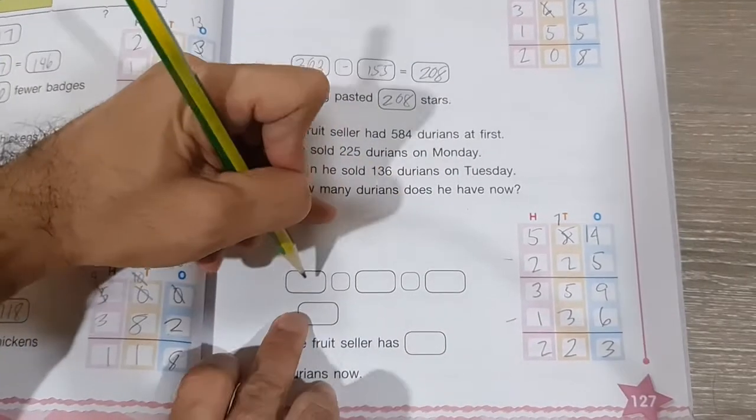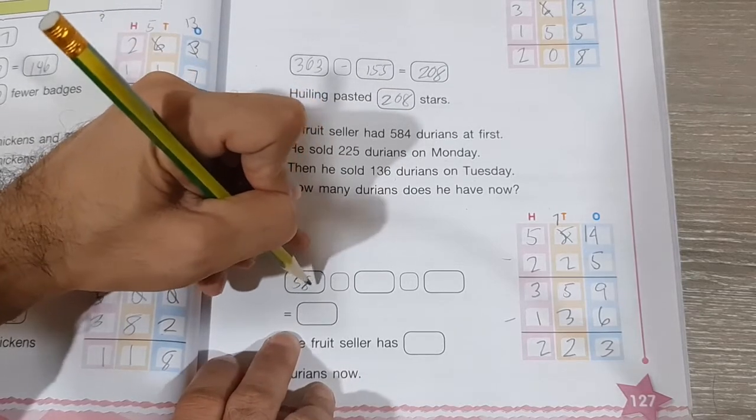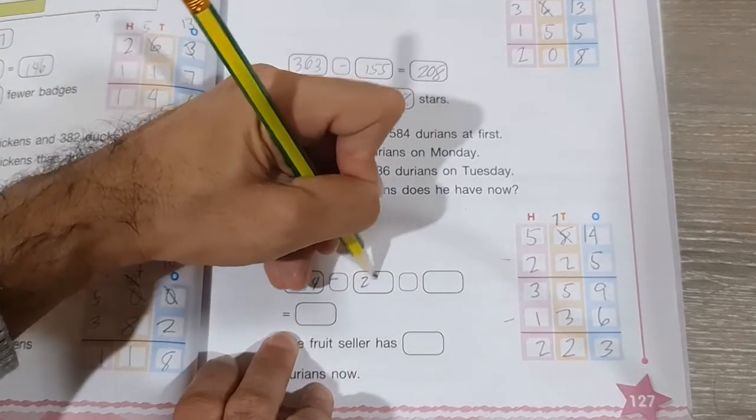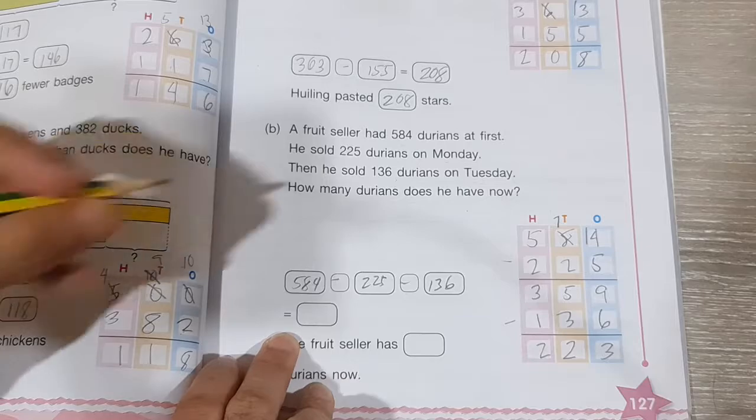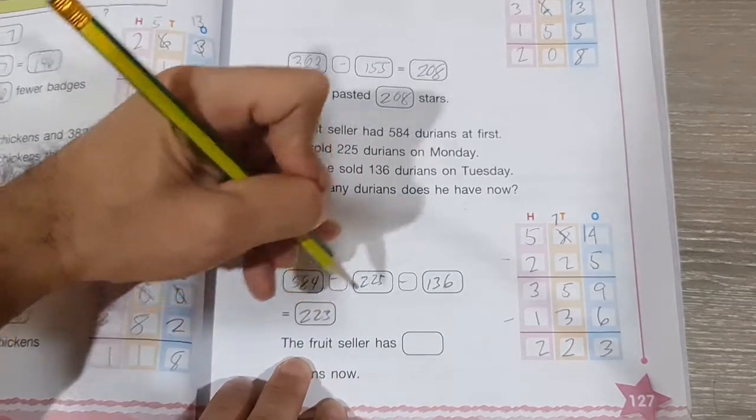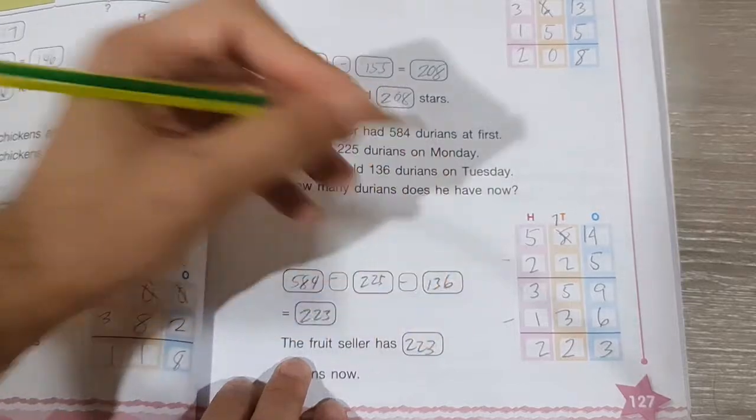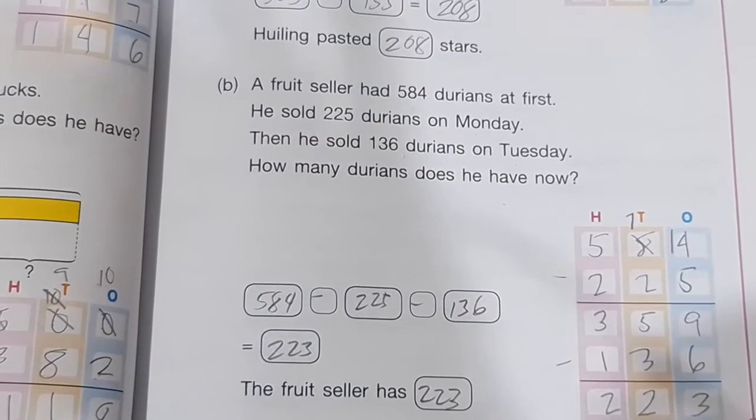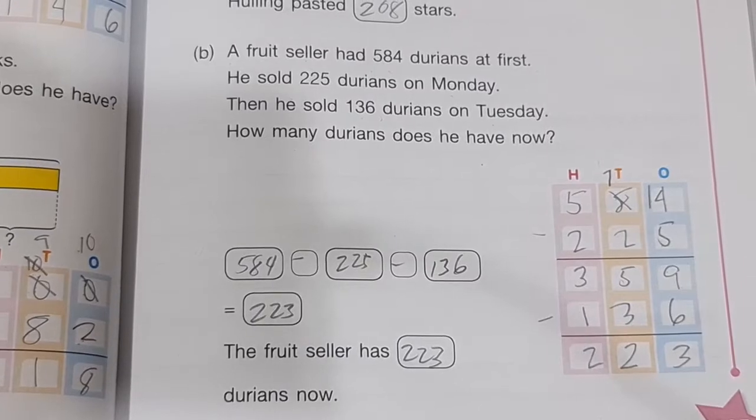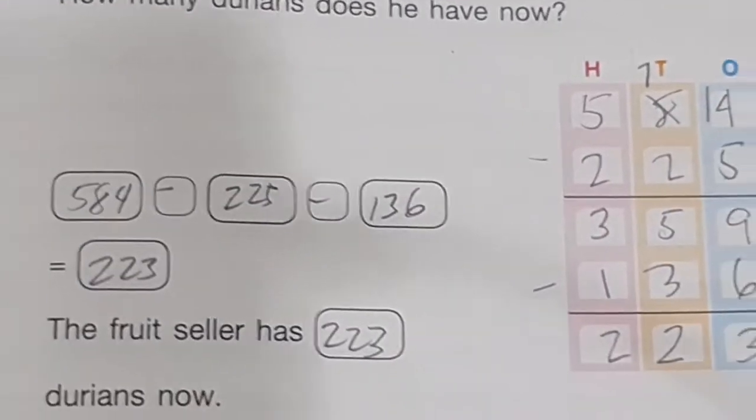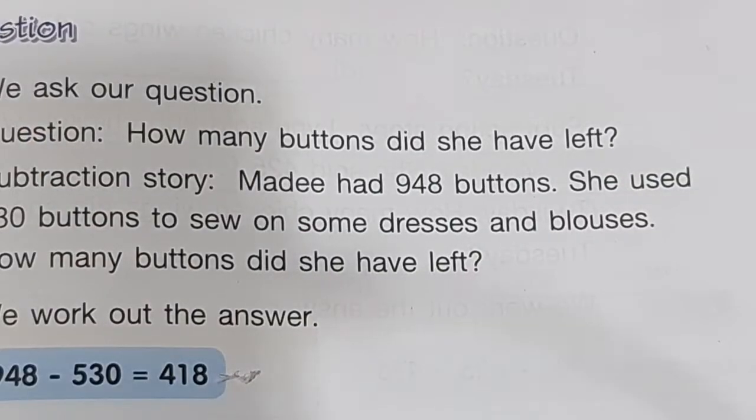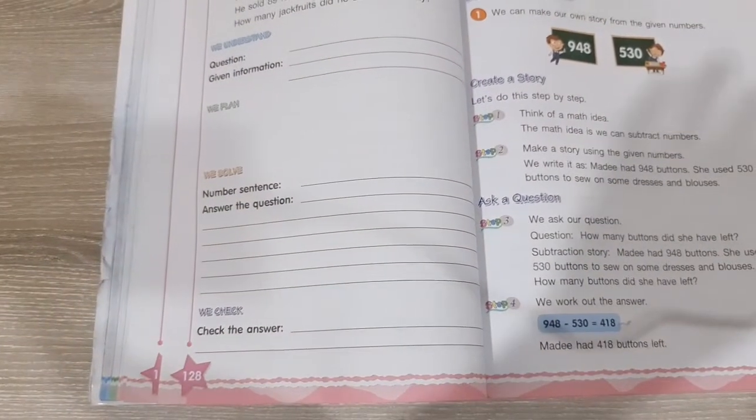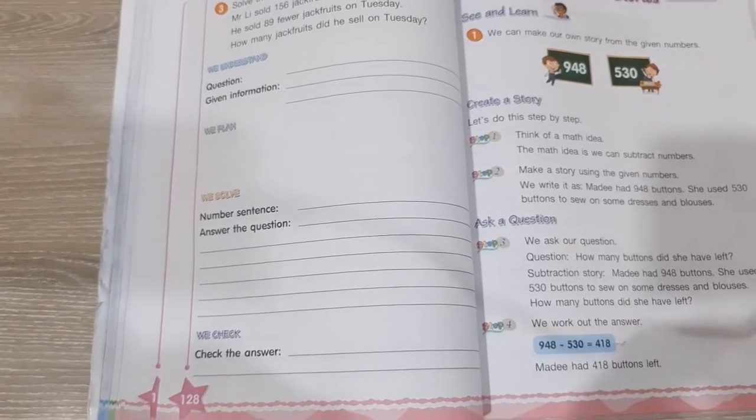So we can write 584 minus 225 minus 136 will give you 223. So the fruit seller has 223. And we are finished for this page. Let's do the next one. Okay. This is the last one. Page 128.